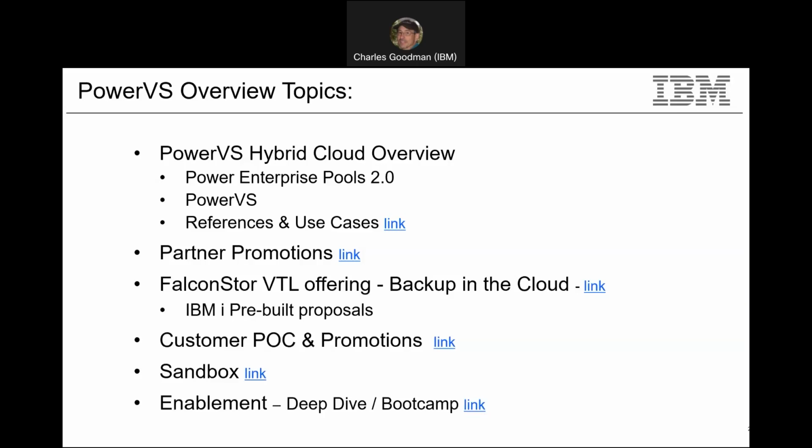We'll talk about Sandbox and how, if you need to get access to Power Virtual Server to use this technology, to explore this technology, to prepare you to talk to a customer, we'll talk to you about that. And then we'll talk a little bit about the enablement and education that's available around Power Virtual Server and how we can get you and your tech teams more familiar with Power Virtual Server and able to maybe bring more value to your customers. So let's jump into the high level overview at first here.